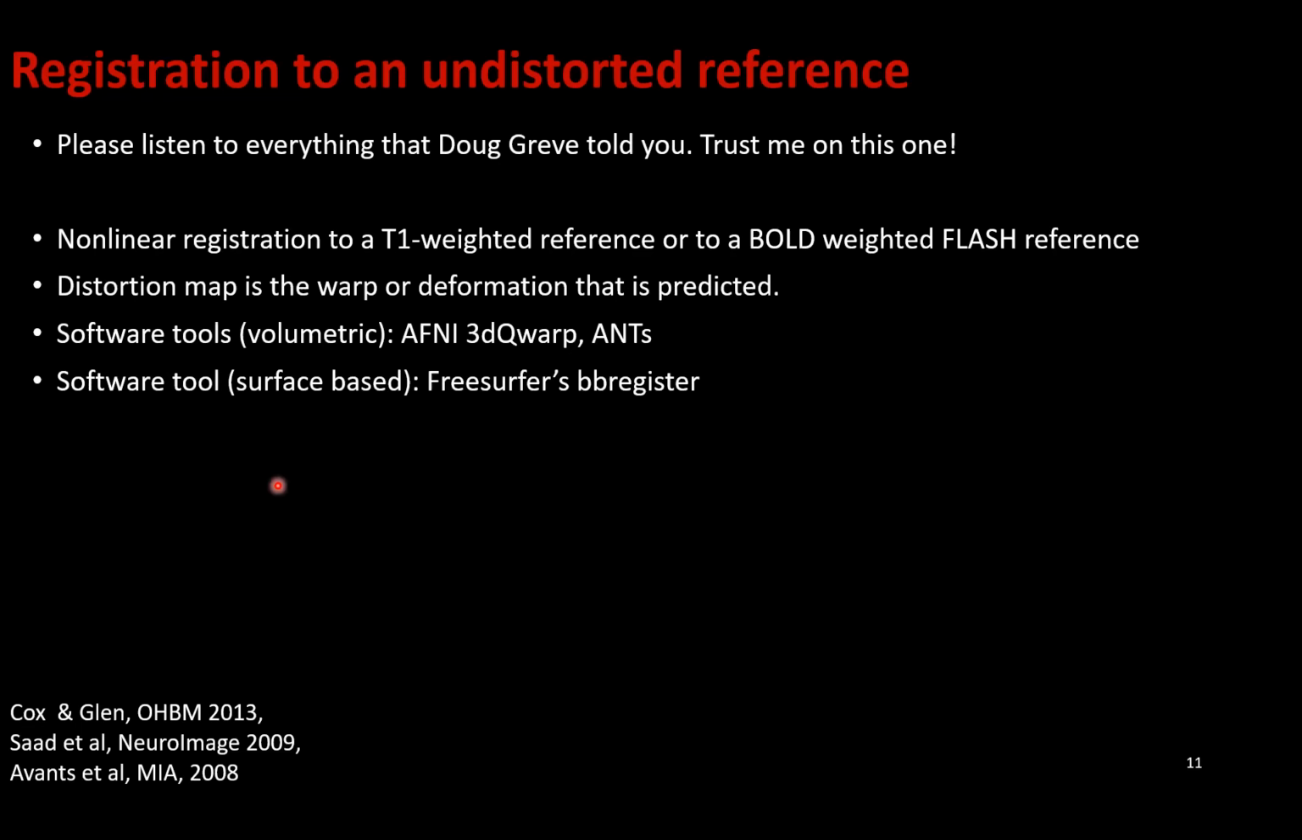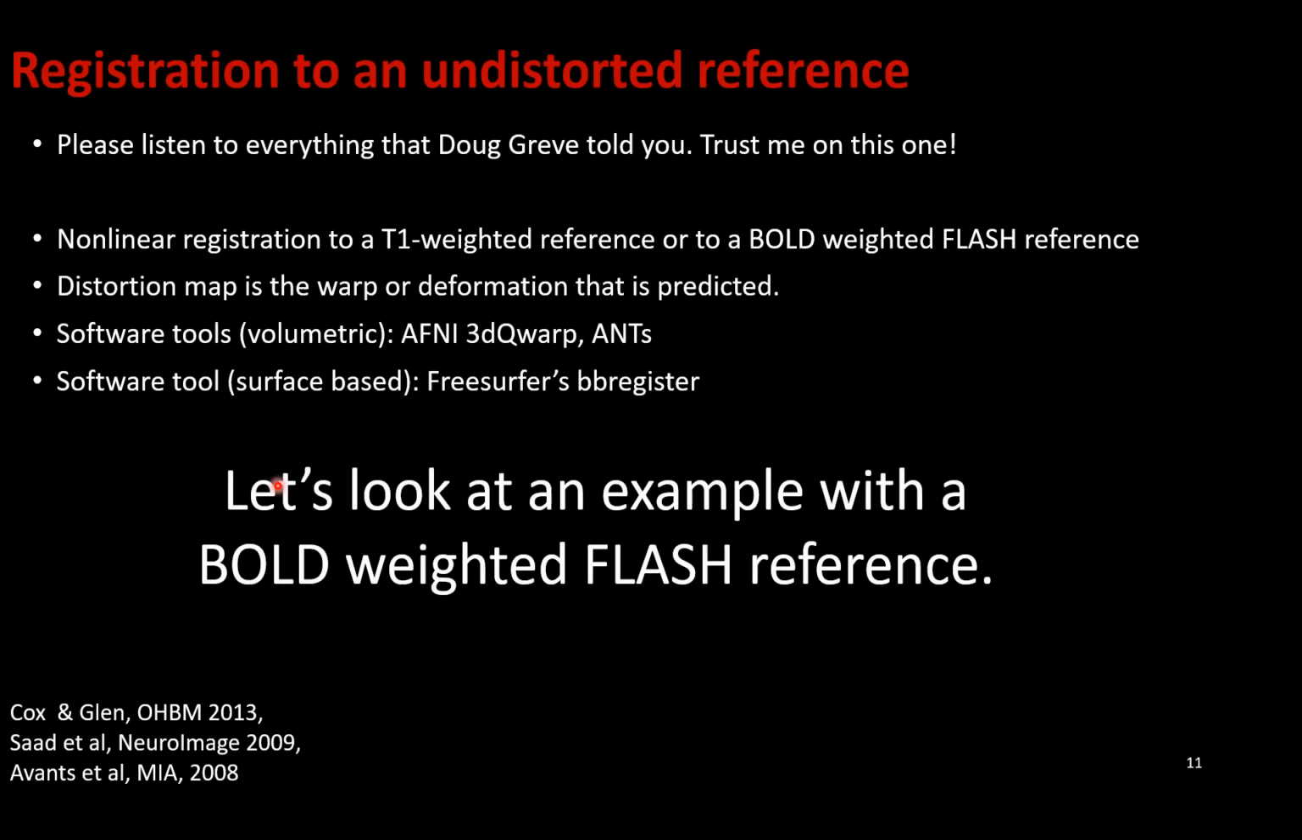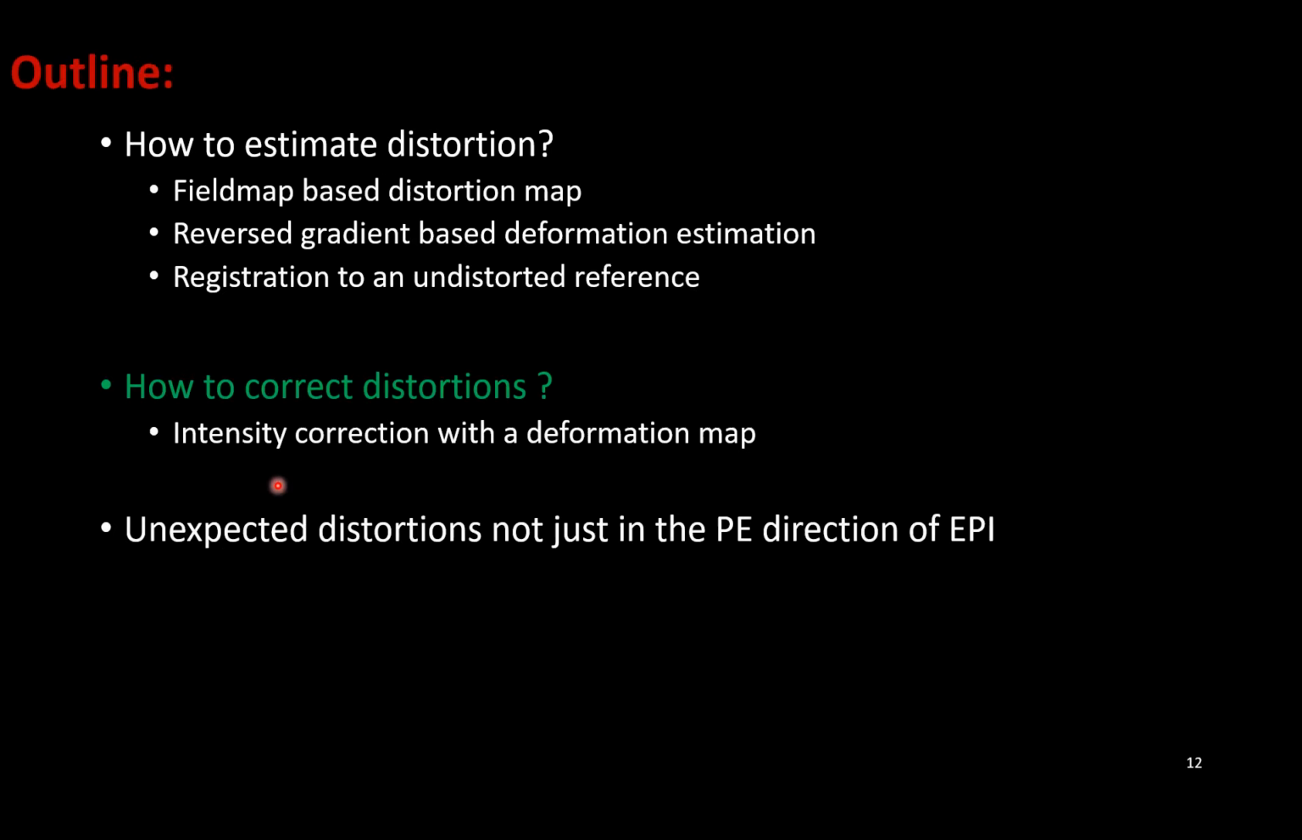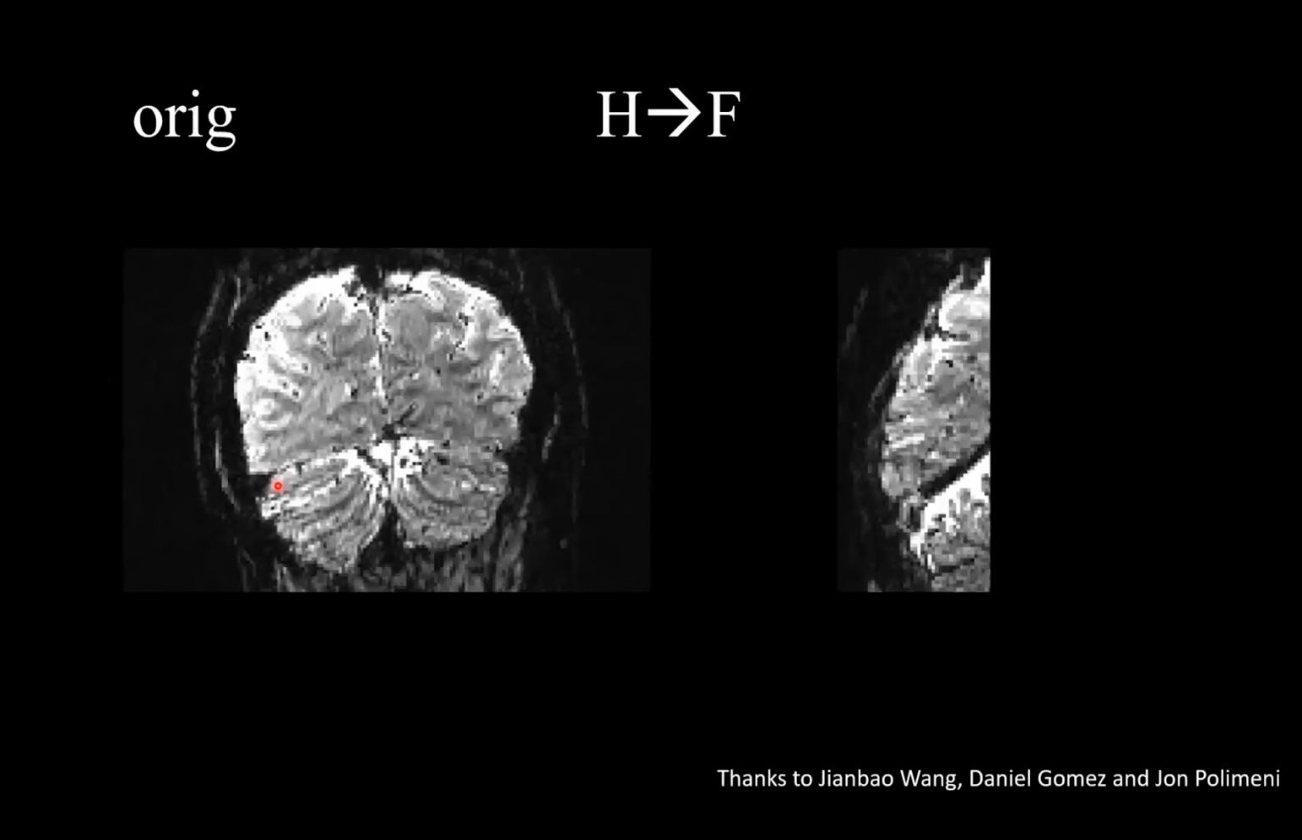Right? And there are several tools that look at volumetric registrations as well as surface-based. You saw several examples of surface-based. And so I thought it might be nice to look at an example with bold weighted flash and using AFNI's 3dQwarp here. And with that, we actually finished the first section and we're going to go into the next section with that example.